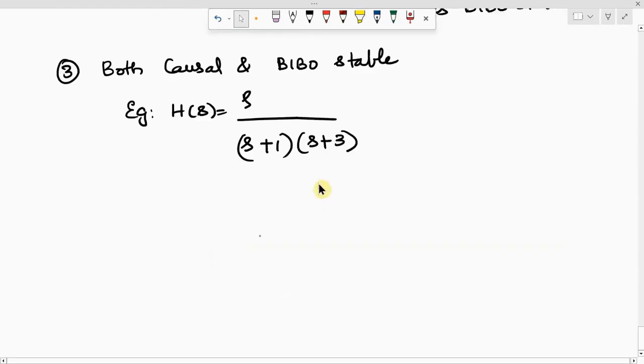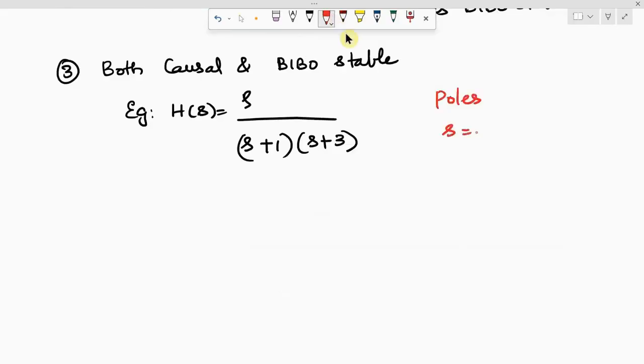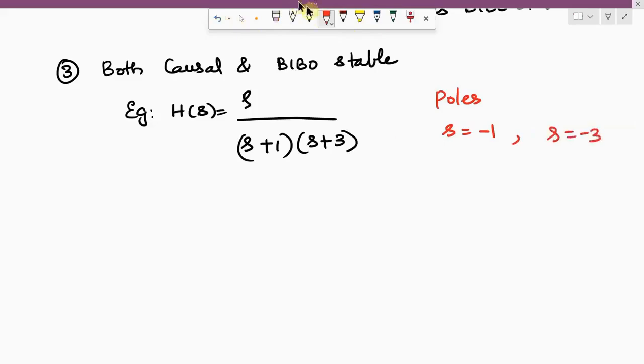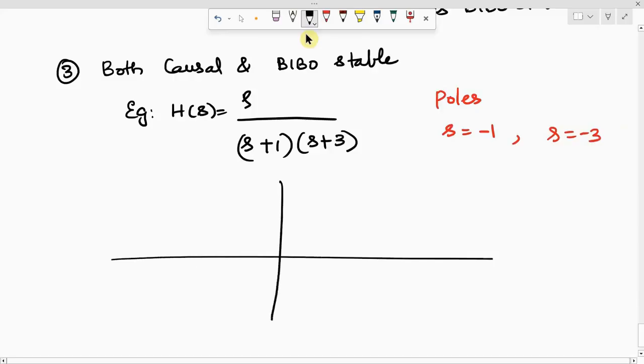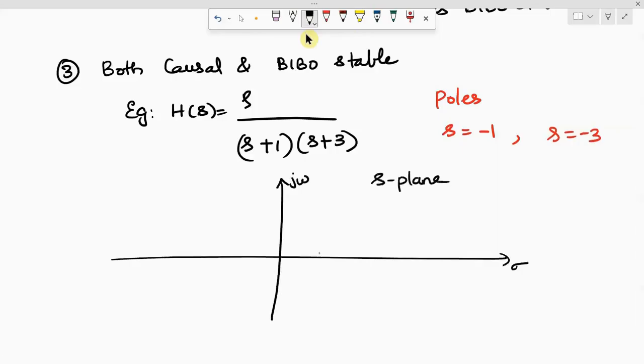Okay. And tell me the pole locations now. s equal to minus 1 and s equal to minus 3 are the poles. And now I am directly representing some ROC geometry display. So 1, 2, and 3 are all real values for this problem. Minus 1, minus 2, minus 3. One pole is at minus 1. One pole is at minus 3.